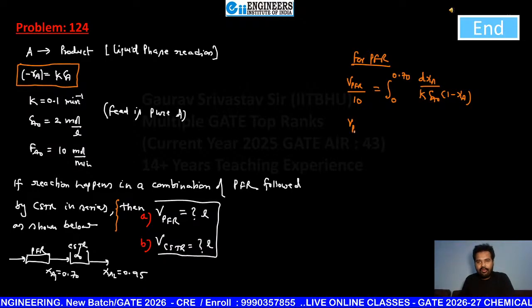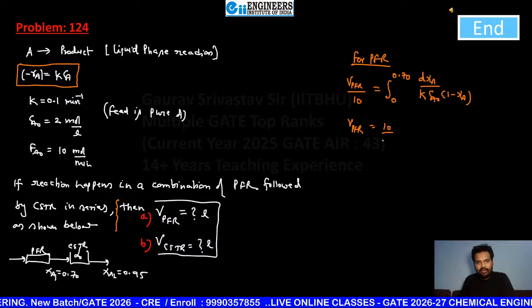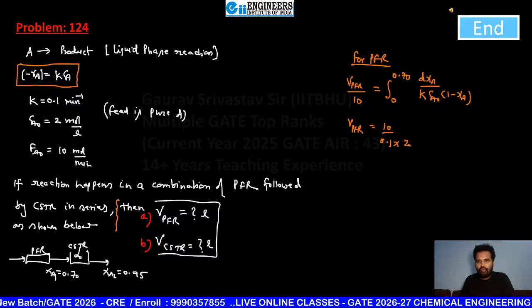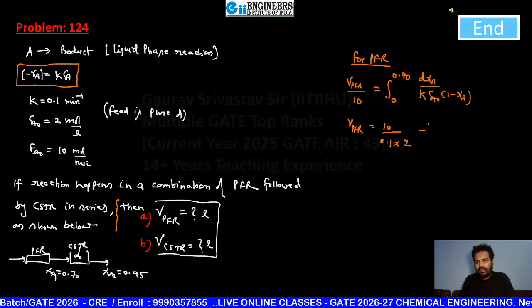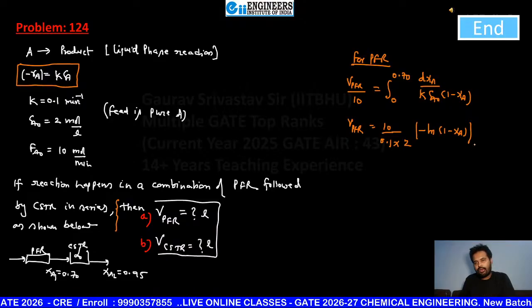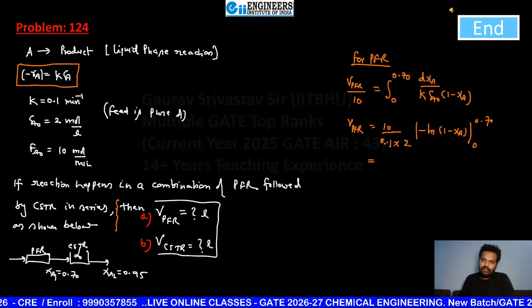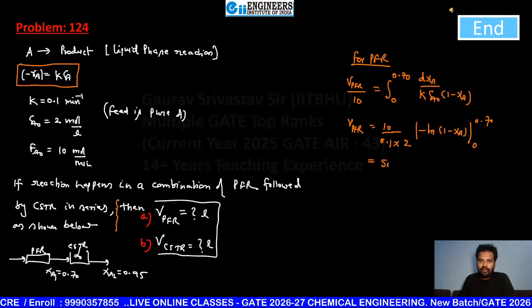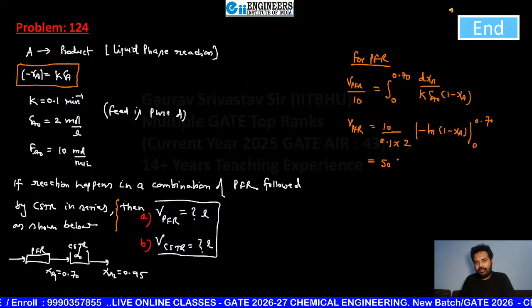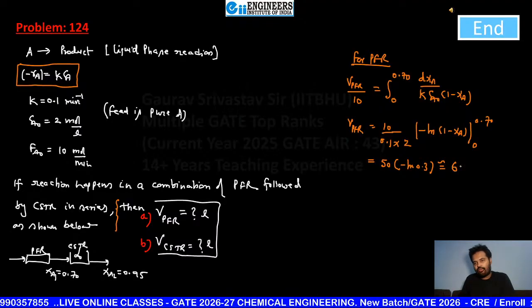So V PFR, further, this 10 can be written here as 10 upon K. What is the value of K? It's 0.1. What is the value of CA naught? It's 2. And its value will be minus ln of (1 minus XA), and you have to put limit 0 to 0.7. So this is 100 by 2, it's 50. And 50 multiplied with minus ln of (1 minus 0.7), that means 0.3. It will give you nearly 60.19 liter.